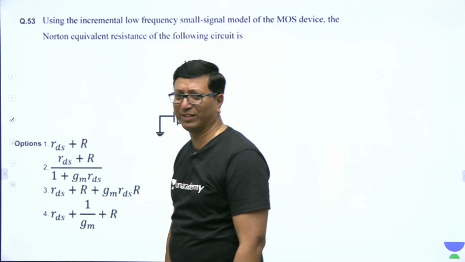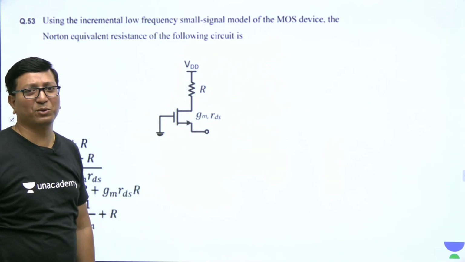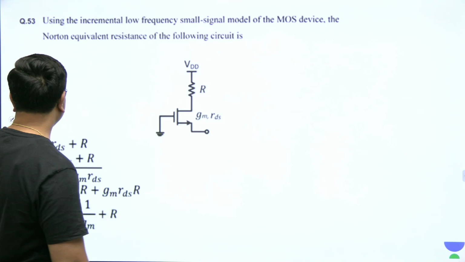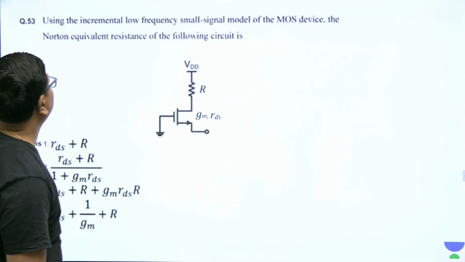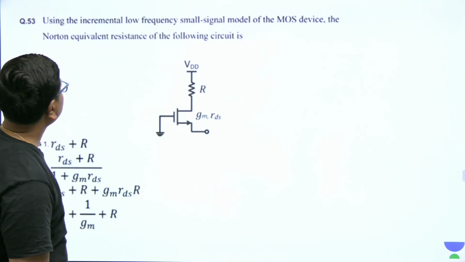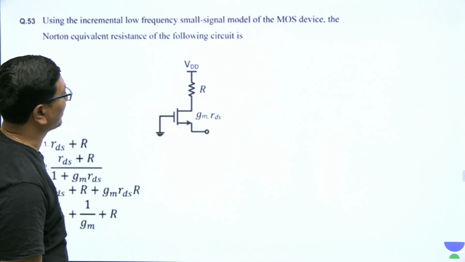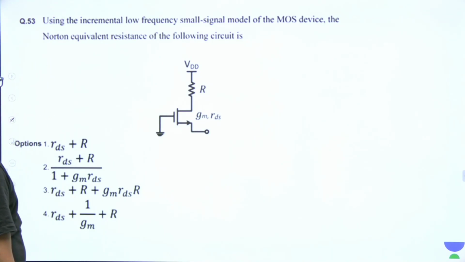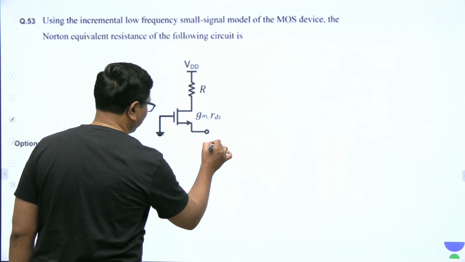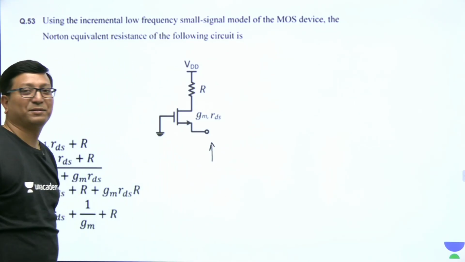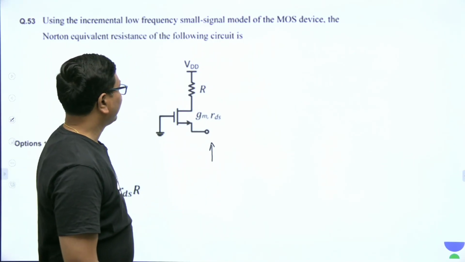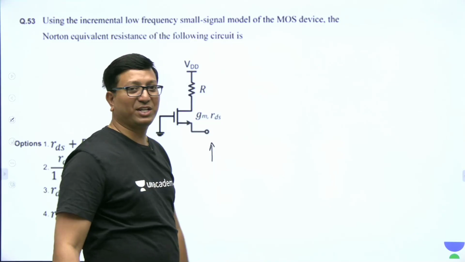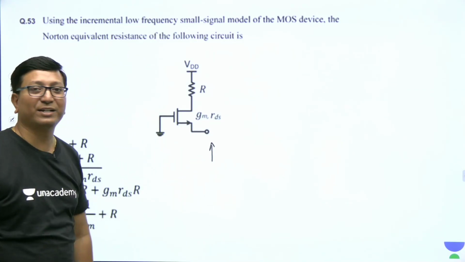And this one, anyway, we know all the procedures, how to do all these questions. So coming to this one: using the incremental low frequency small signal model of the MOSFET device, the Norton equivalent resistance of the following circuit is. What is the resistance looking into the source terminal of the MOSFET? This is the question they are asking. Here they give gm and rd. What is the resistance looking into the source?